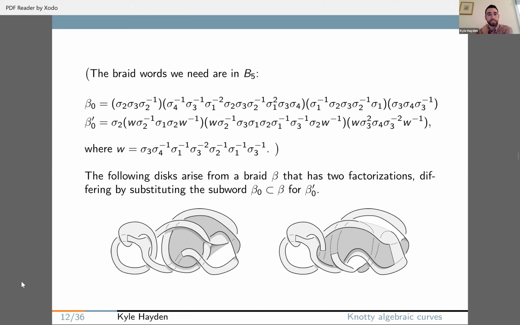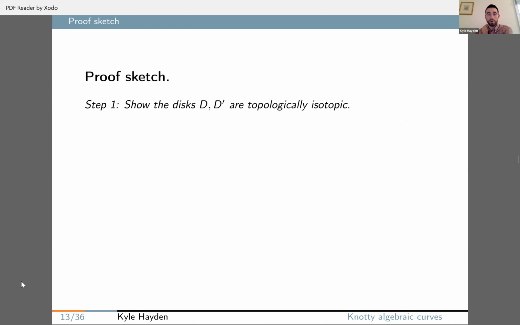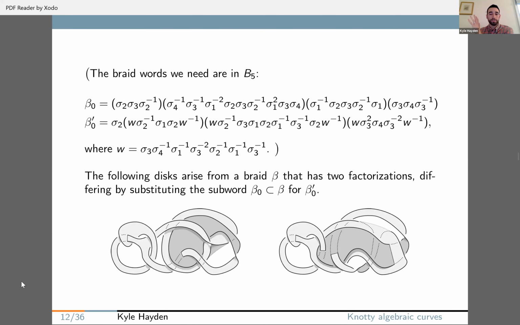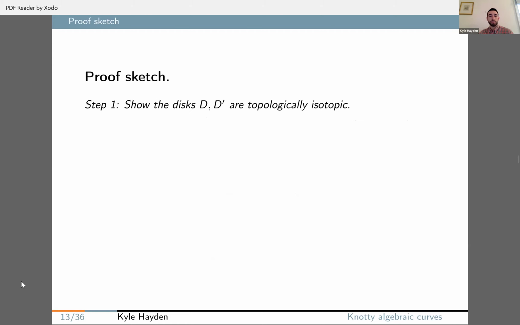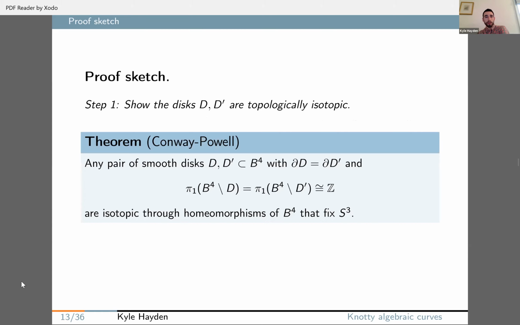So what I want to do now is actually explain how we distinguish these surfaces, or how do we show that they're exotic surfaces? There are 2 steps. We need to show that they're topologically the same and show that they're smoothly different. We're already done showing that they're algebraic because they came from this construction, which by Rudolph's work already furnishes complex curves for us. Okay. So how do we show that they're topologically isotopic?